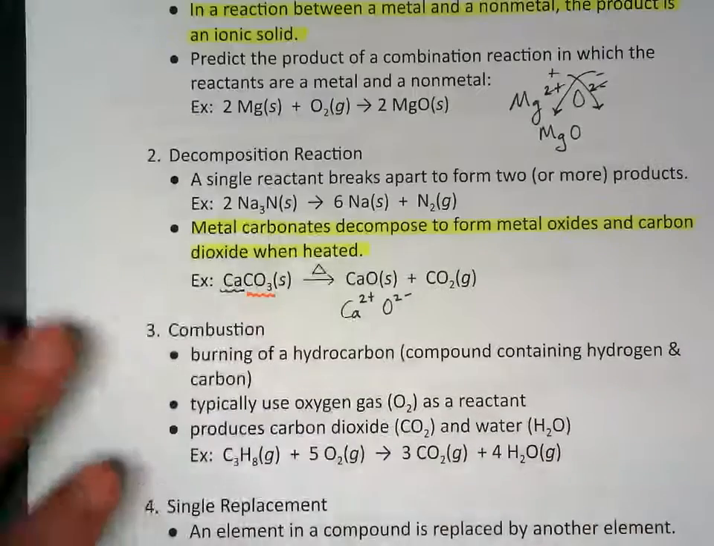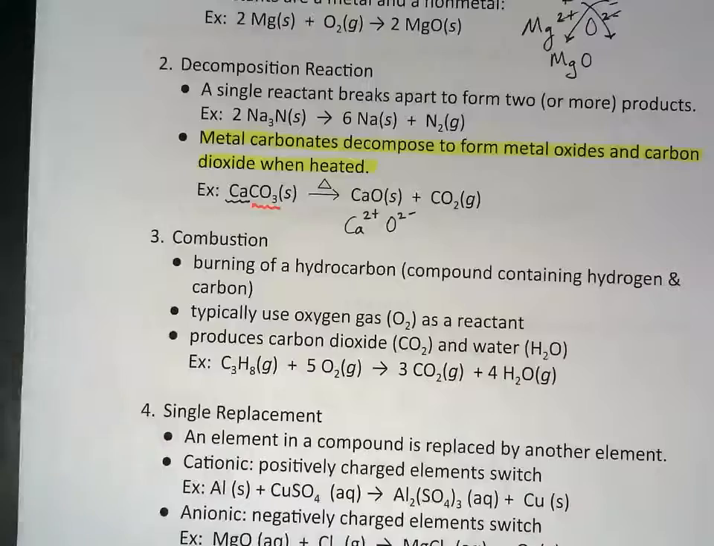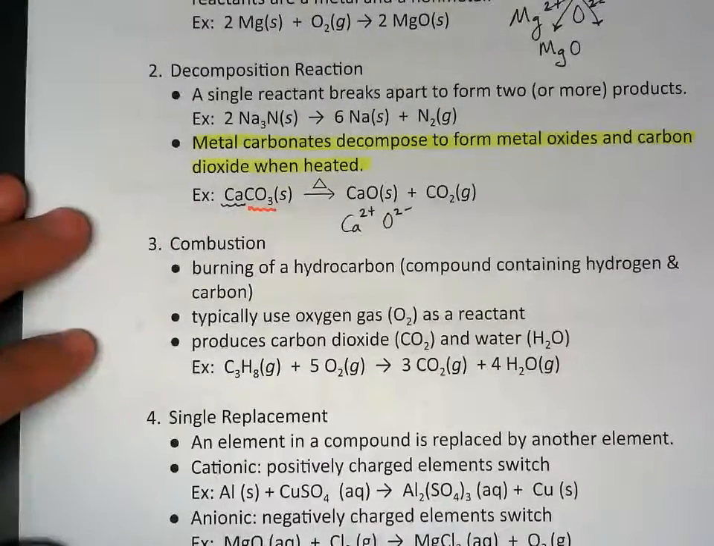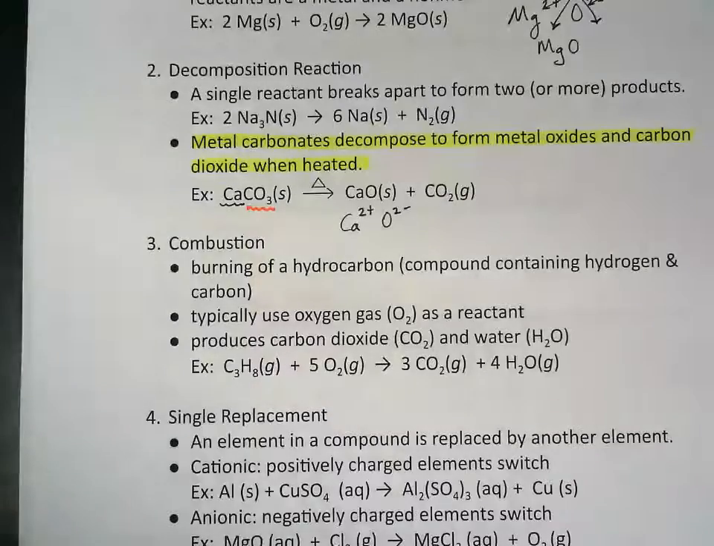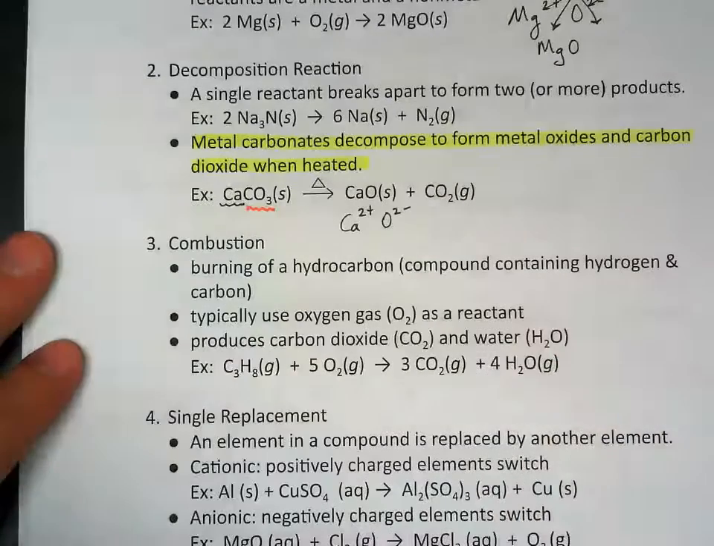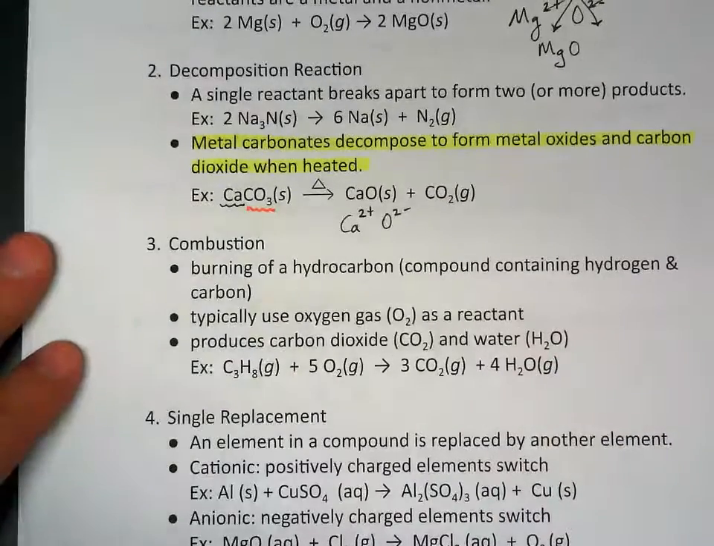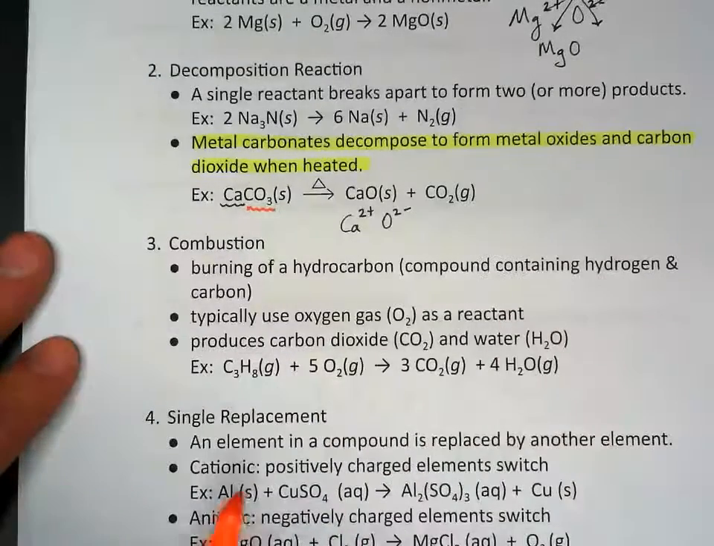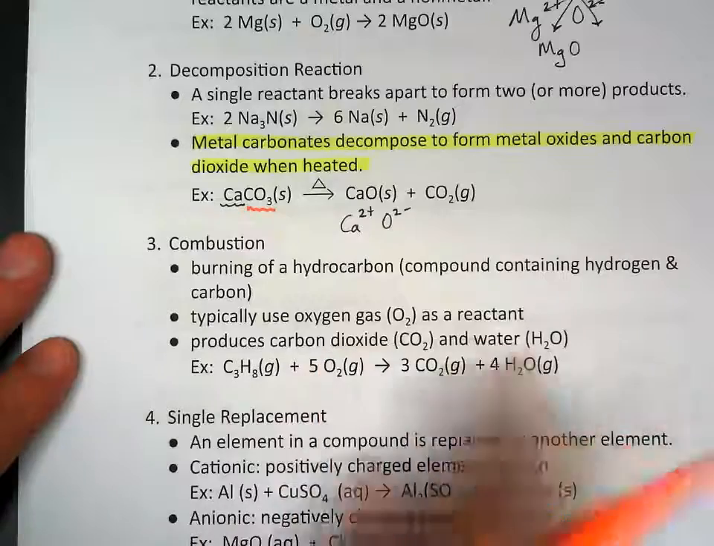Moving on. Combustion. So we did combustion in Chem 1. It is the burning of a hydrocarbon, a compound containing hydrogen and carbon. It typically uses oxygen gas as a reactant, and it produces carbon dioxide and water.